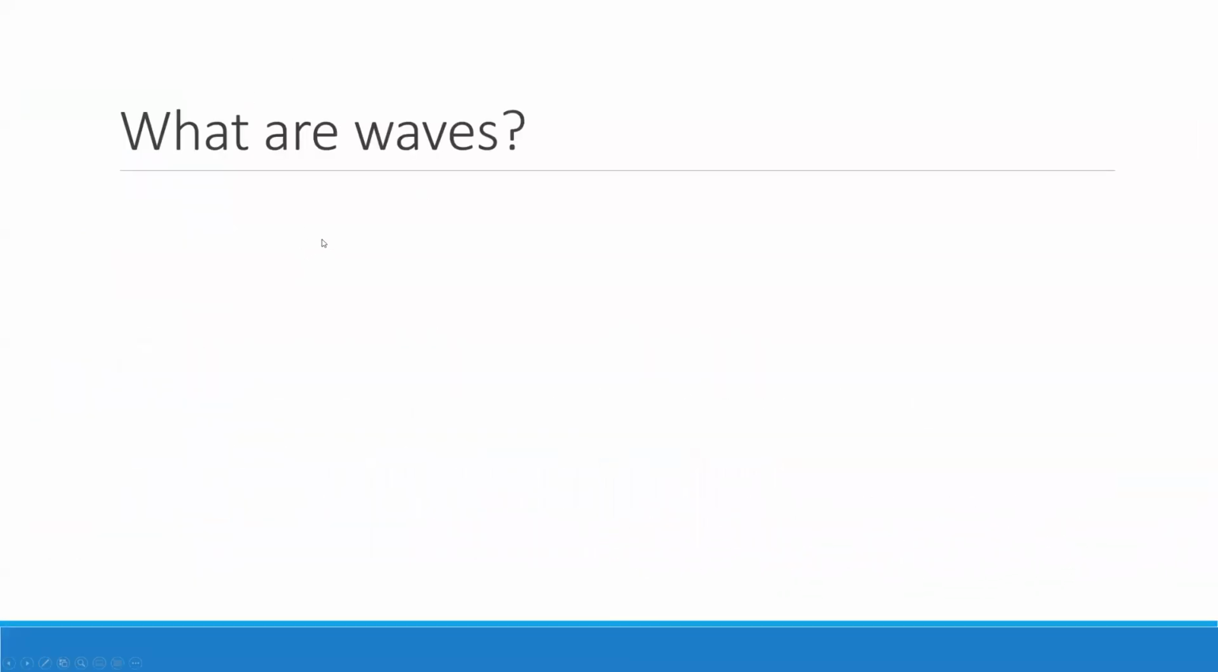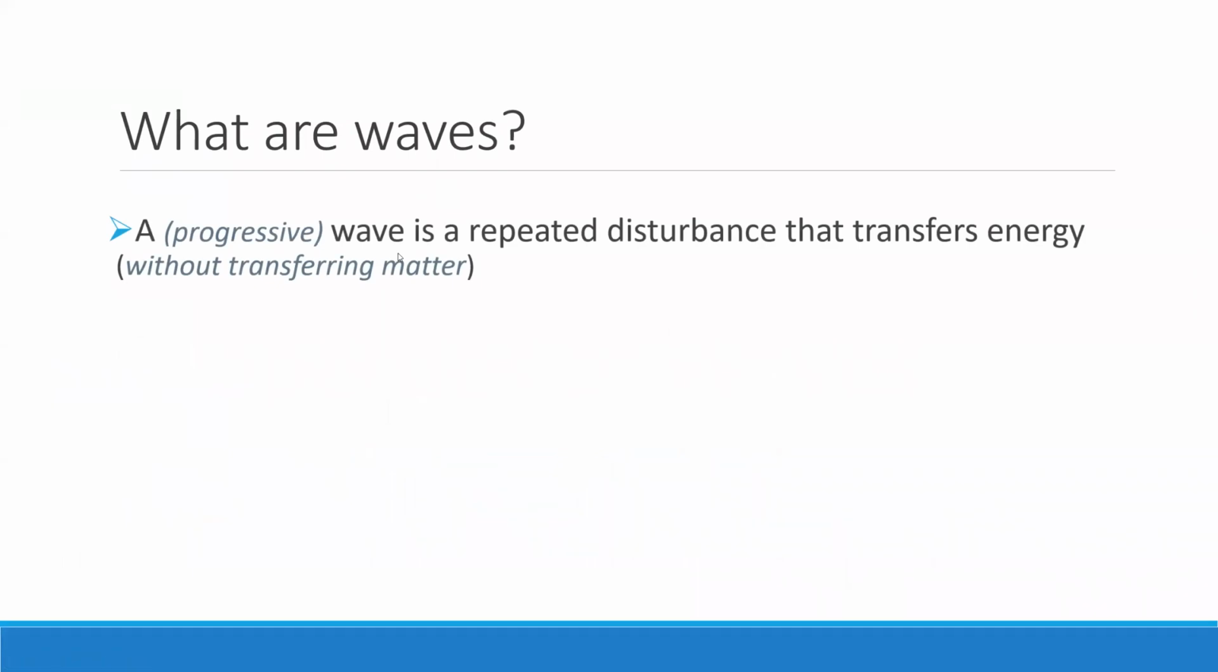All right, let's begin. So we'll start off by defining what a wave is, or sometimes referred to as a progressive wave. It's a repeated disturbance that transfers energy without transferring matter. Repeated, i.e., it oscillates. It goes back and forth, back and forth, back and forth. So it completes one motion, one cycle, and then it repeats itself. By disturbance, it just means you've disturbed something.